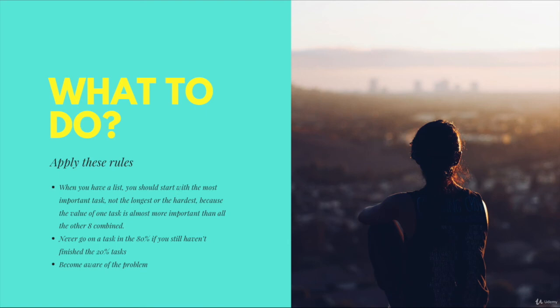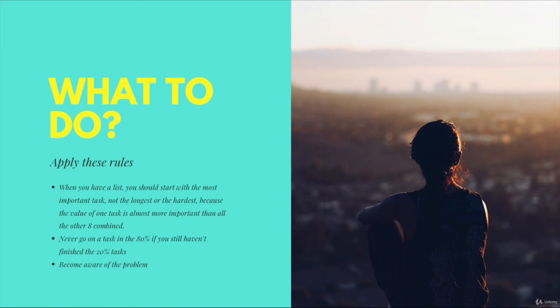And the second thing is related to habit, and we're going to talk later about habits. But never go on a task in the 80% if you still haven't finished the 20% tasks. A lot of people tend to do that. They start with the 20% critical task and they finish half of it, and then they say, oh, you know what? I'm going to finish the rest of it later on today. Right now, I'm going to do some other things. So what's happening right there? You're procrastinating. You are procrastinating the crucial 10% that is left in order for you to waste your time doing the 80% that is not as important.